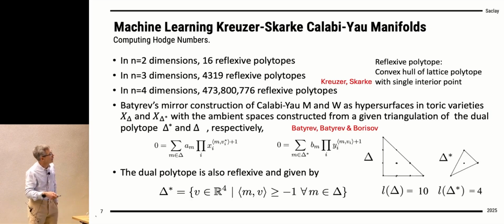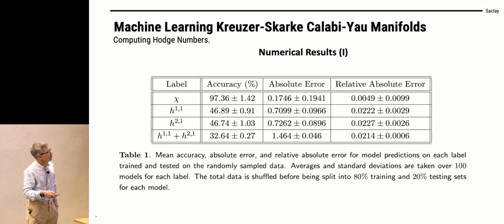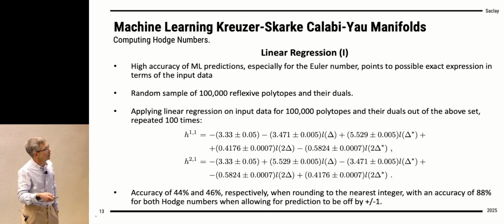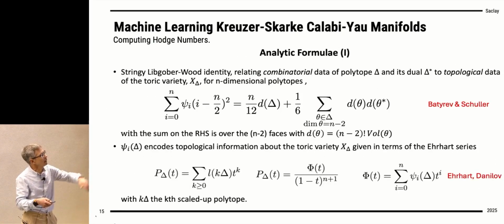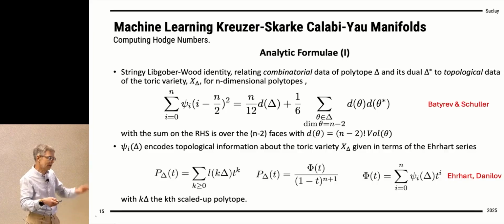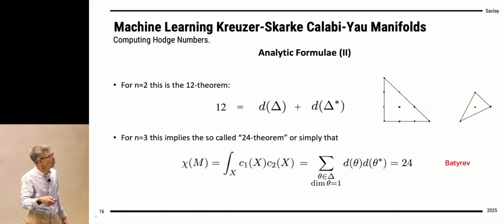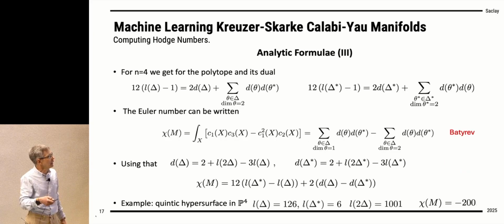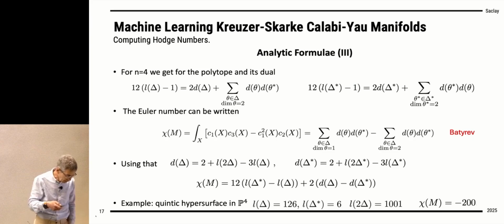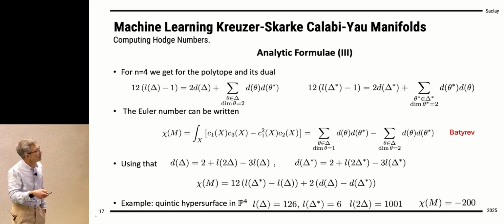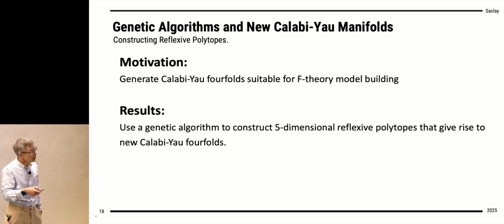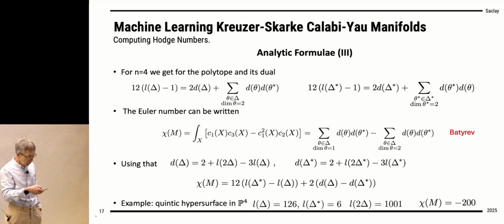Now, at the end of the day, and I'm not going to spend any time here, one can actually show, and this was not something that was known before, why this is the case by using algebraic geometry, and essentially derive this expression for the Euler number exactly.